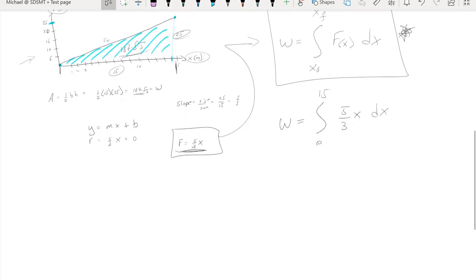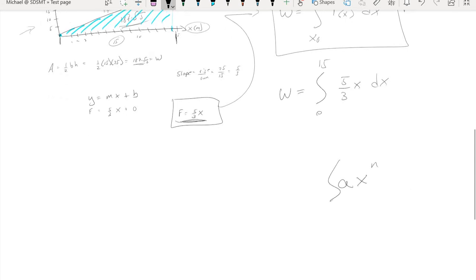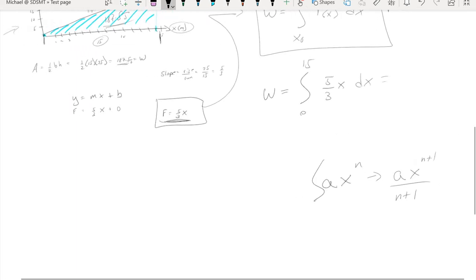Here we go. What is the integral of some polynomial statement where a is a constant and n is the power? Well, the constant comes along for the ride. The power increases by 1, and then we have to divide by the new power. So what we're going to get is 5/3. The power has to be increased by 1, so this will become x squared over 2.